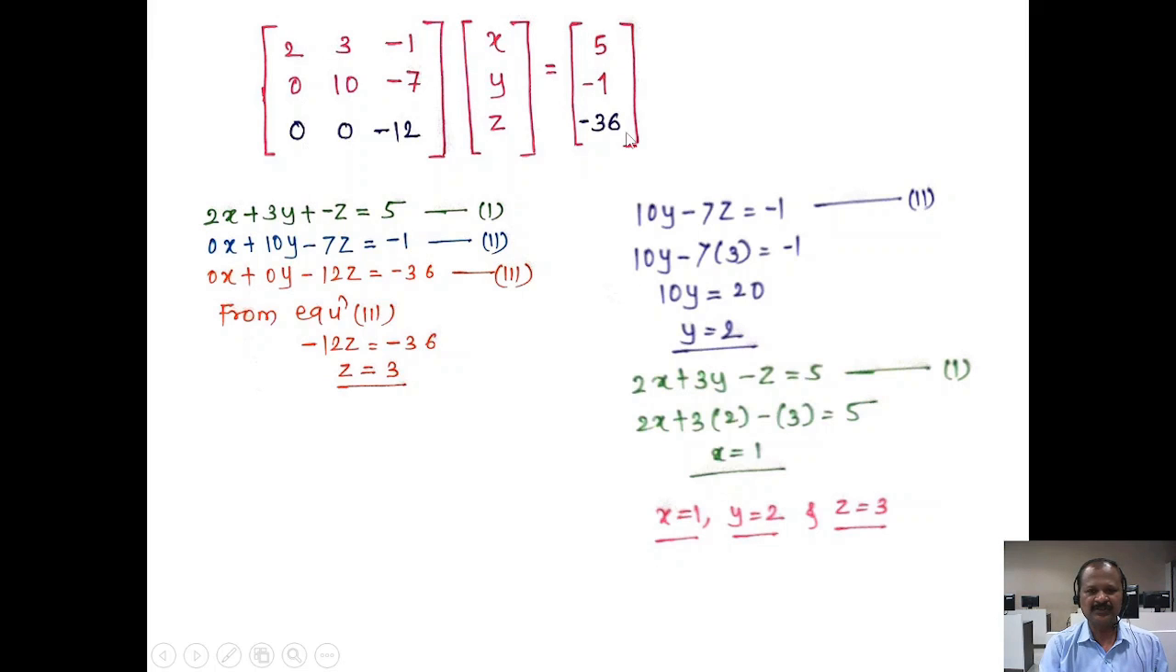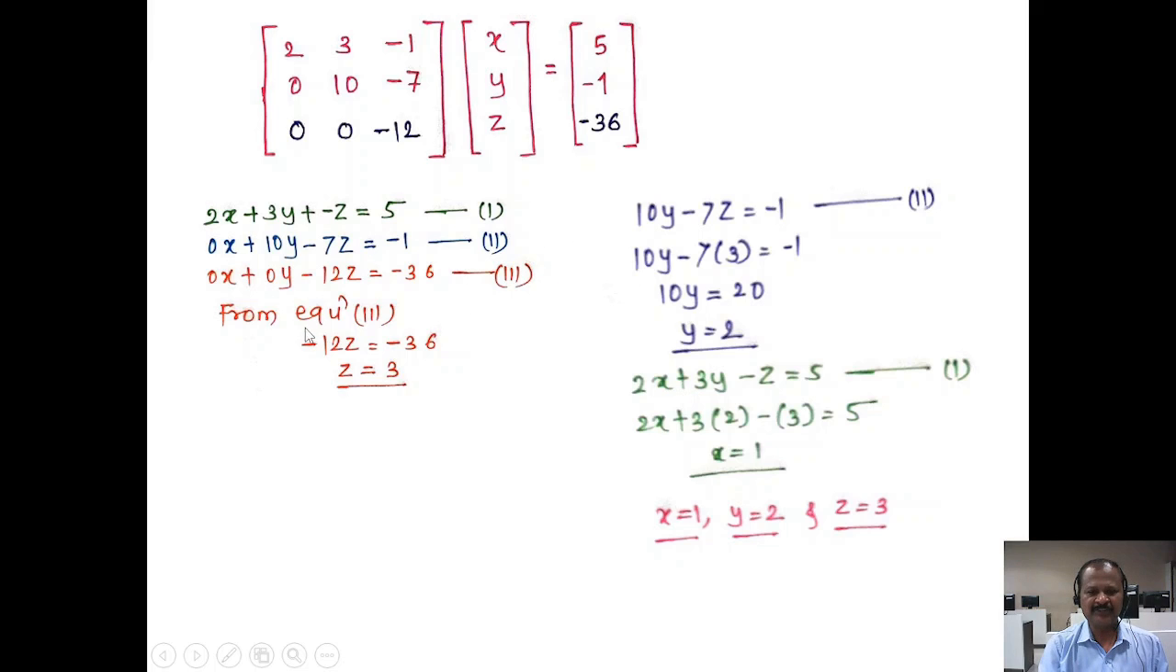Now from this matrix we have to write equations. So row into column, this row into this column. So 2x plus 3y minus z is equal to 5. So this is row into column. Second equation: 0x plus 10y minus 7z is equal to minus 1. Then 0x plus 0y minus 12z is equal to minus 36. Now these are equation number 1, 2 and 3.